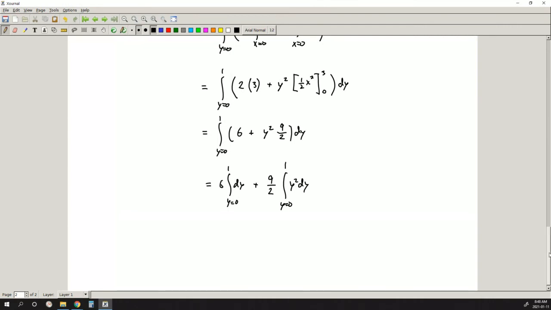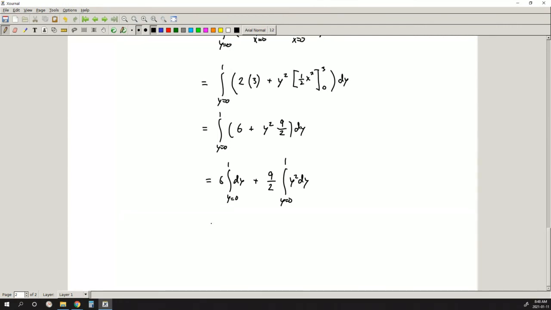I'm running out of space here a little bit, but I can just add a page. We're going to end up having this integral from 0 to 1 of dy with the 6, and that's going to give us just a 1, right? Because dy integrates to y, and then we evaluate y at 1 and at 0. At 0 we get nothing, at 1 we get a value of 1, and so this is just 6 times 1.